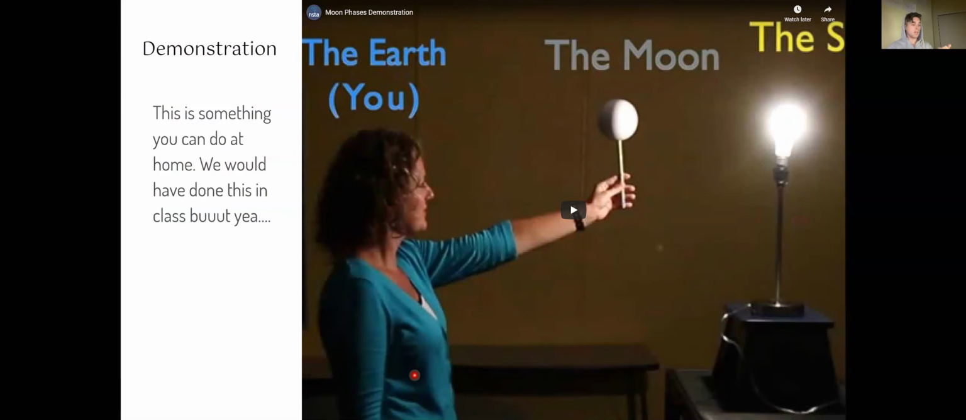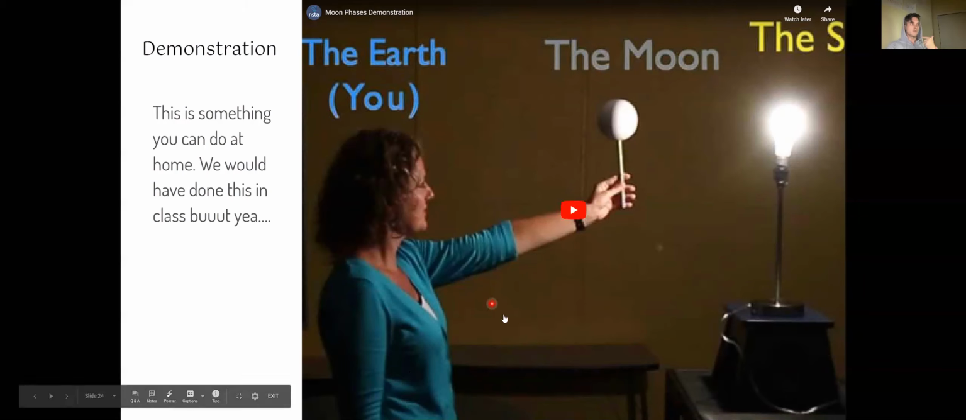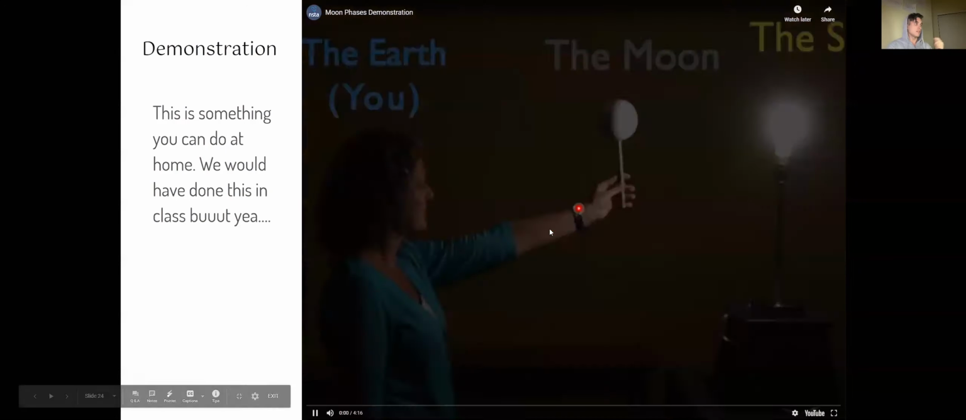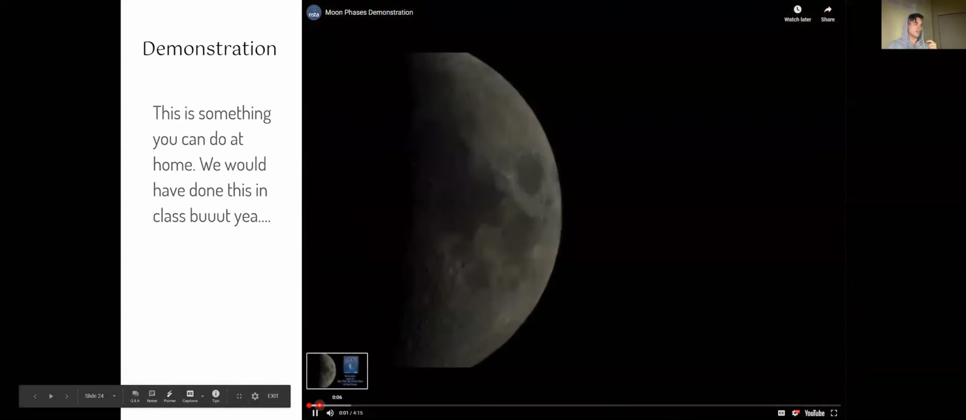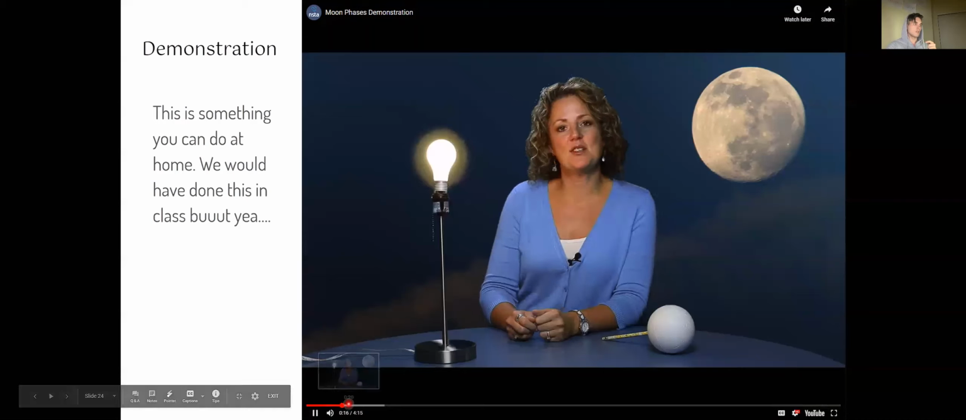This next video is something you guys can do at home. If you have a ping pong ball, a ball, you can just stick a pen or anything into it. A light, a lamp, just take the shade off. Turn all the other lights off in the room, make a dark room, and you can show yourself the different phases of the moon by spinning around. We were going to do this in class, but here's something I'll show you real quick. I'm going to skip through. Cool activity.